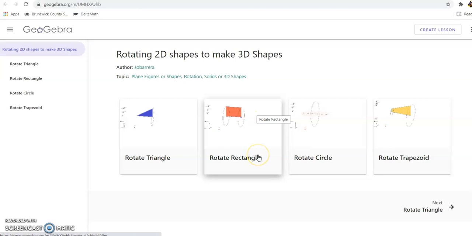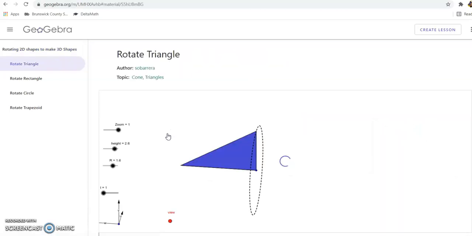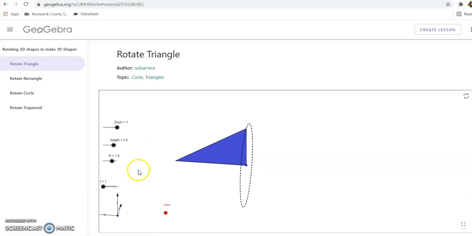Now this shows you what rotating a few of the different shapes will make. We do not rotate trapezoids in this class, so no need to bother with that one. So start with rotating a triangle. You can adjust the other slides if you want, but the one that rotates it is right here.